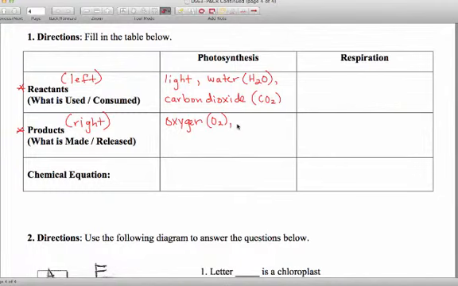Plants are also going to get another product out, which is really important because this is the substance that's actually used as food for the plant. It's a high-powered energy molecule that's a type of sugar, and it's called glucose. And glucose has a chemical formula C6H12O6.